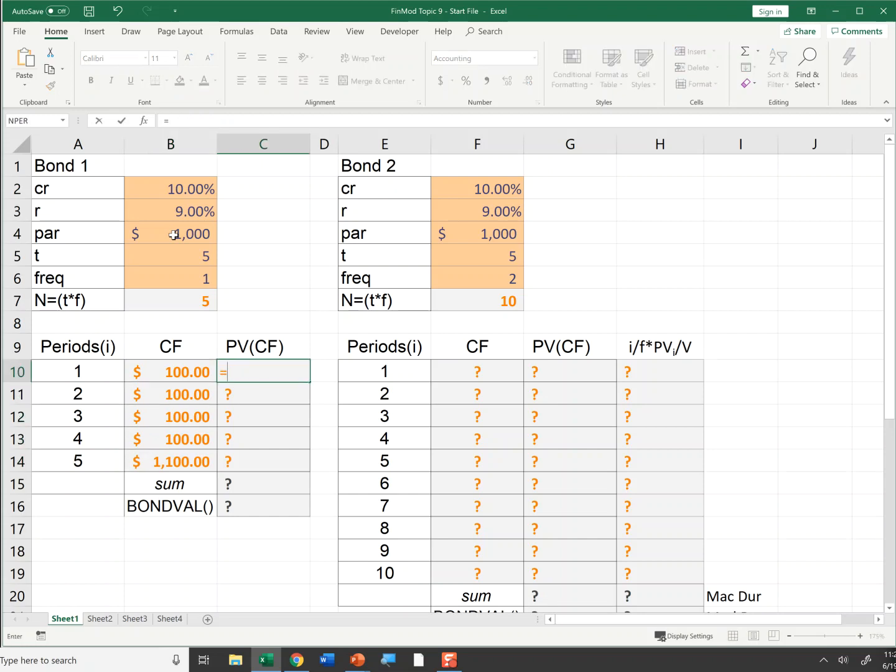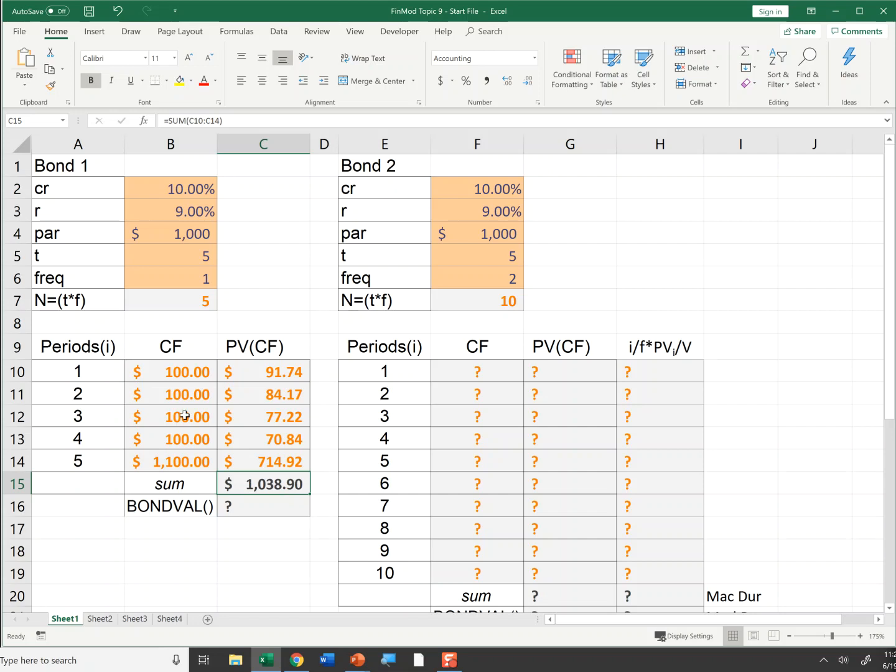I'll discount those cash flows. I'll take 100 divided by 1 plus my discount rate, anchor that, divided by frequency first, which in this case doesn't have any effect because you're dividing by 1, and raise it to the i power. So the present value of $100 received 1 year from now, discounted at 9%, is $91.74. I'll copy that down. I'll sum that up. And you see the present value of those cash flows is $1,038.90.